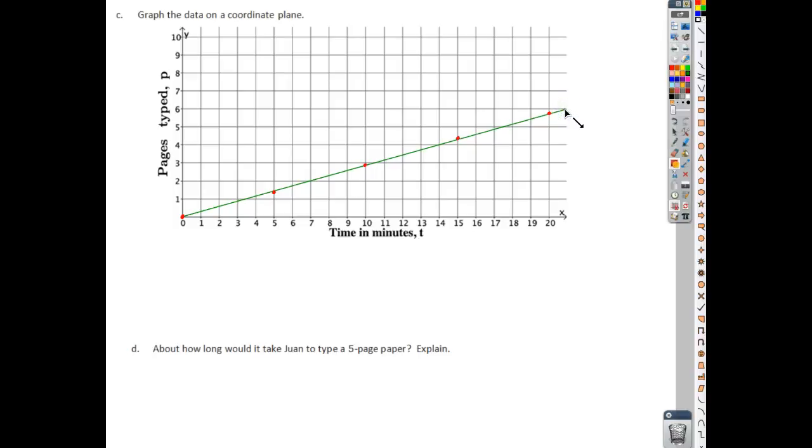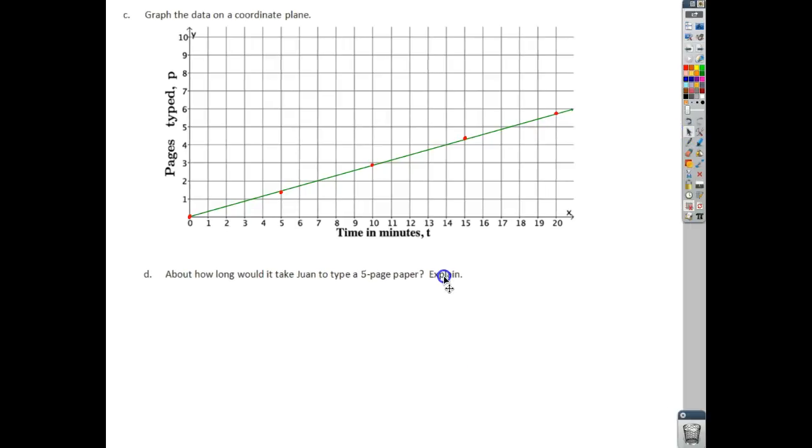So how long do we think it would take Juan to type a 5-page paper? If we look at this, let's move that one up. Okay, so we know that it's 1 over 3.5 pages, so this is one page in 3.5 minutes.